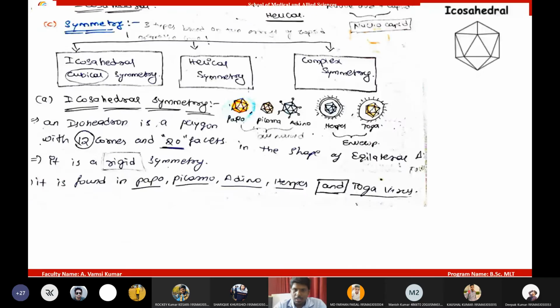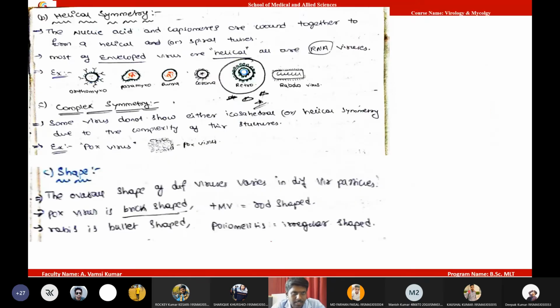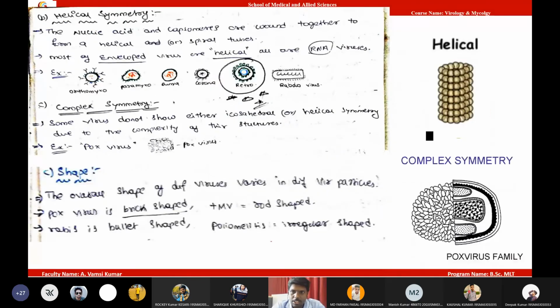Then we have helical symmetry. Helical symmetry means the nucleocapsid will be in a spring-like structure. Then we have complex symmetry, which is seen in pox viruses. In the pox virus, the nucleocapsid is not icosahedral or helical. It is complicated. It looks like a brick. So this is called the pox virus.